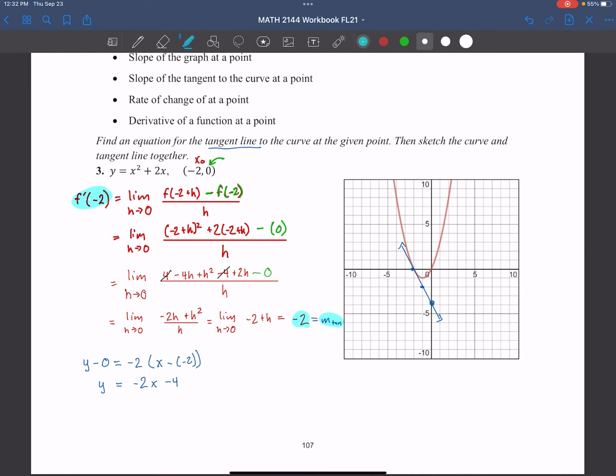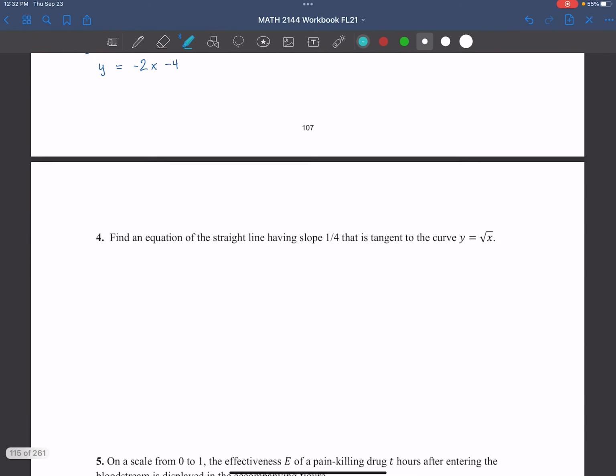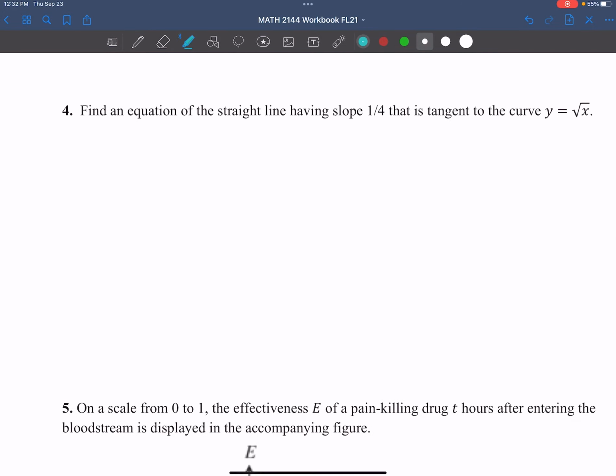Let's go ahead and look at the next page. On number 4, we're asked to find an equation of a straight line having the slope of 1/4 that is tangent to the curve y equal to the square root of x. Let's just have in our mind the square root of x. So square root of x looks, let's see, 1, 1, then we have 4, 2, 0, 0. Just getting the shape of the graph in my mind, it looks something like this.